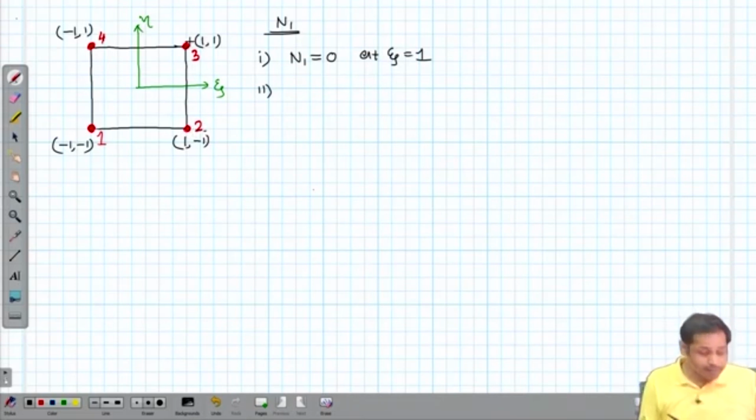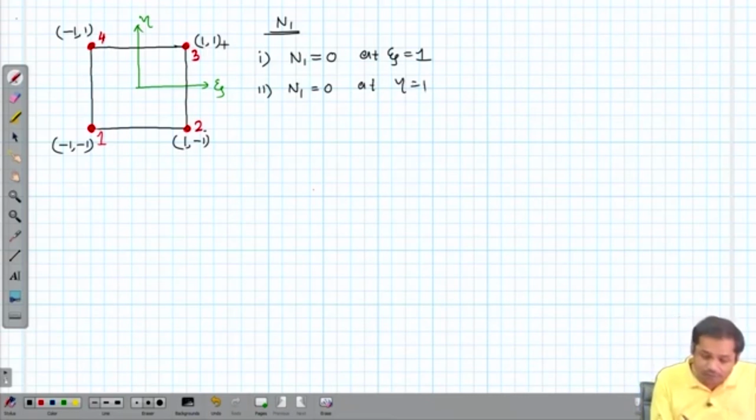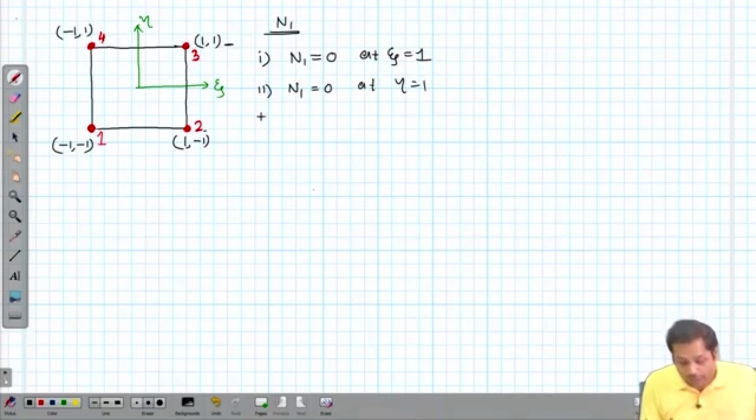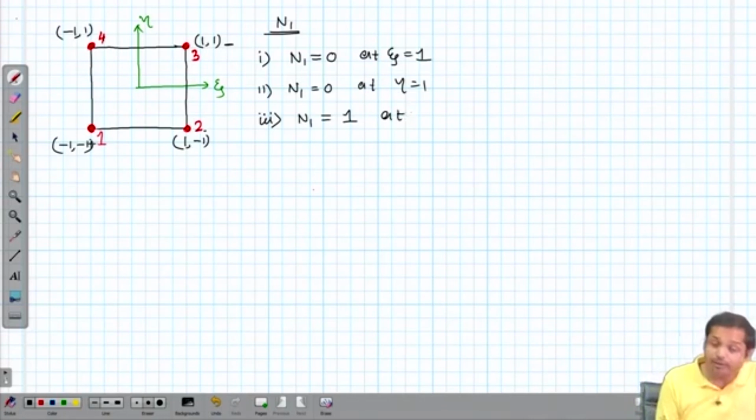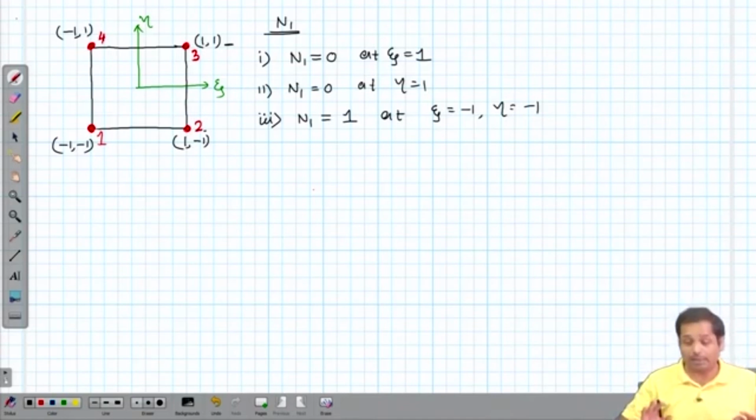Now what is the second condition? N1 must be 0 at eta equal to 1. Eta equal to 1 means on this line, line 3, 4. This is the second condition. And what is my third condition? The third condition is N1 should be equal to 1 at node number 1, and node number 1 is xi equal to minus 1 and eta equal to minus 1. So these three conditions are the interpolation property.